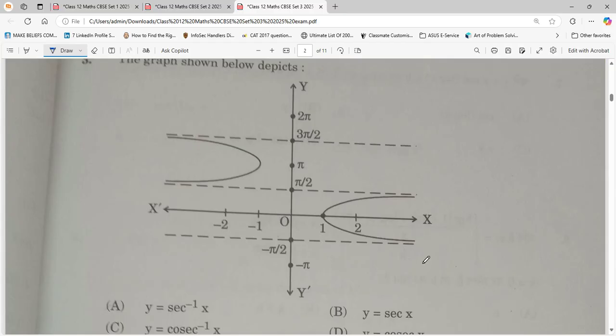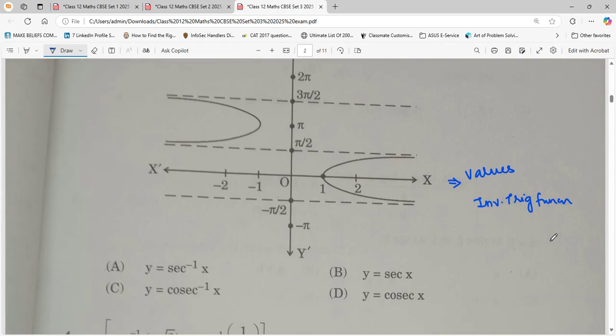For this question, as you can see, the x-axis contains values and not angles. So once the x-axis contains values, you can figure out that it is an inverse trigonometric function. So you can straight away eliminate those trigonometric functions. So option B and option D are ruled out.